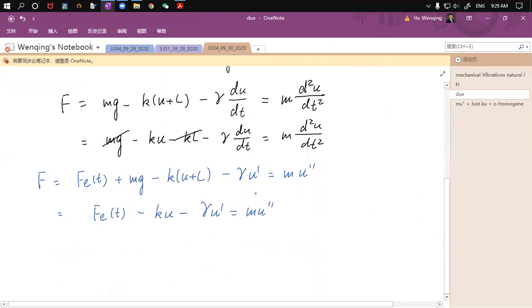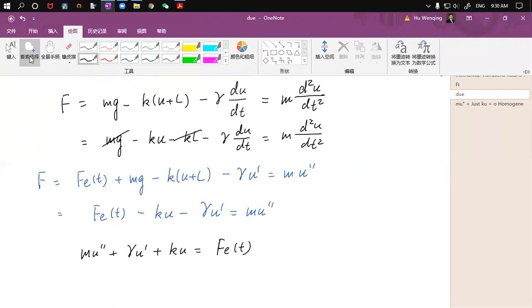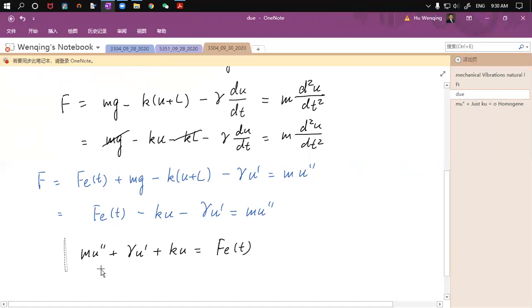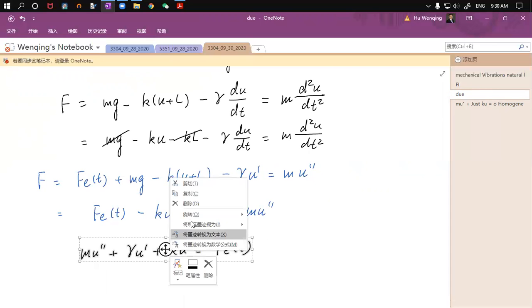So in the end, you reach another differential equation that's going to give you m u double prime plus gamma of u prime plus k of u is equal to the external forcing. This is the non-homogeneous version of your differential equation. Okay, so the non-homogeneous term, if you put it on the right-hand side, is just equal to the external forcing. So this is going to be your non-homogeneous version of the motion of this vibration.